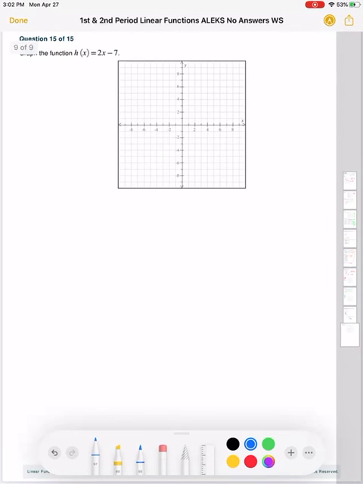Last one, graph the function. Y'all just graphed the same equation. All she did was try to trick you by giving it a function notation name instead of y. So y equals 2x minus 7. Go back to the last page. We literally just graphed that question, my goodness. And that should get you done with this one.